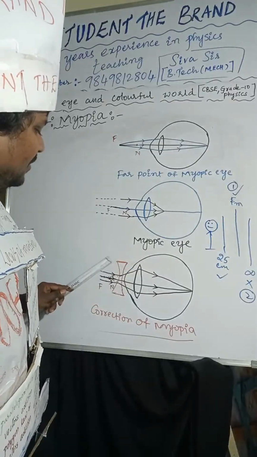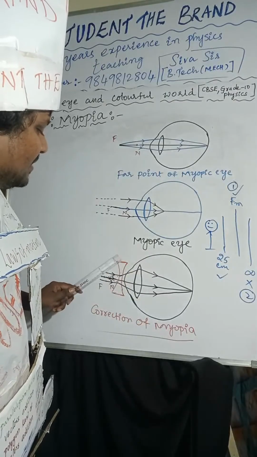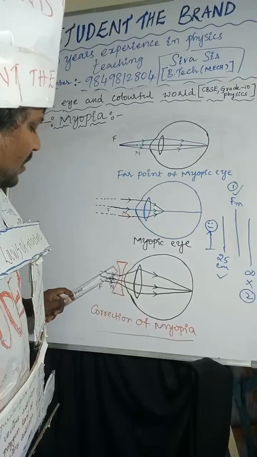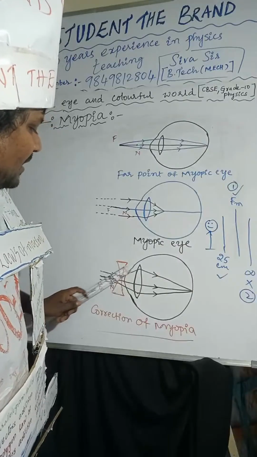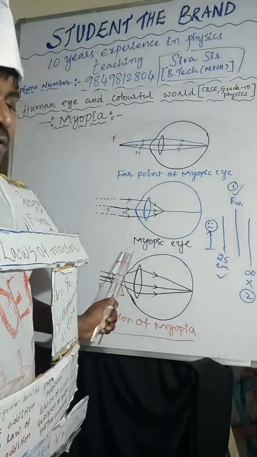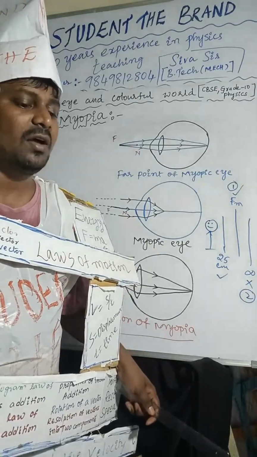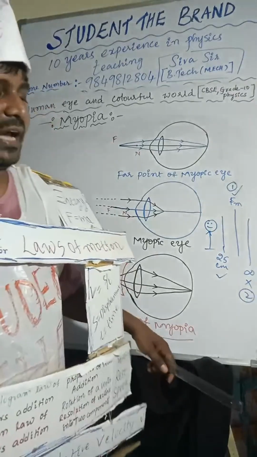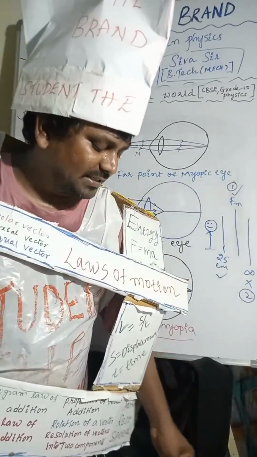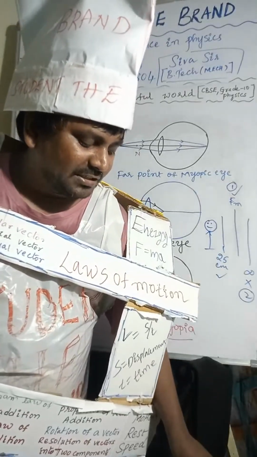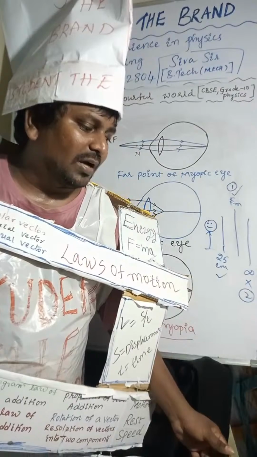For correction, we use a concave lens. After passing through it, the rays diverge and then meet again at the retina. The nature of the concave lens is diverging nature. Once again, they will ask the causes.